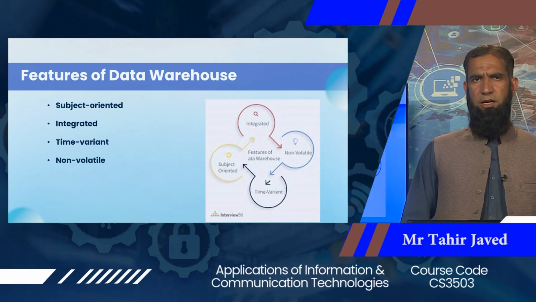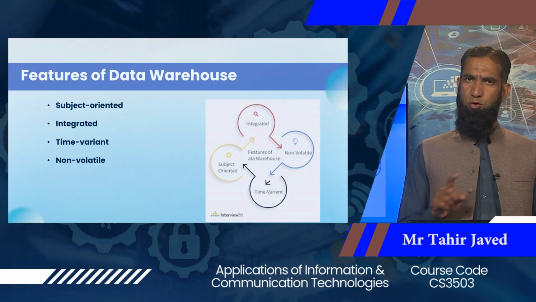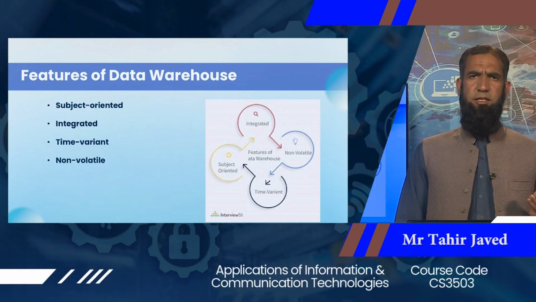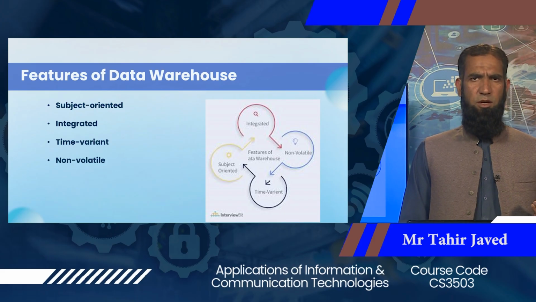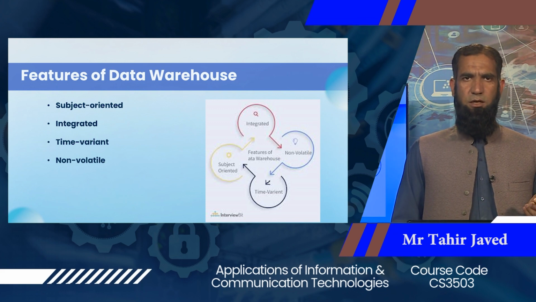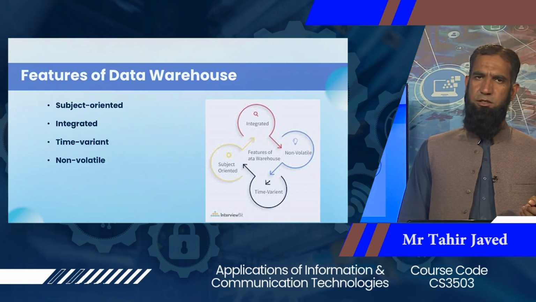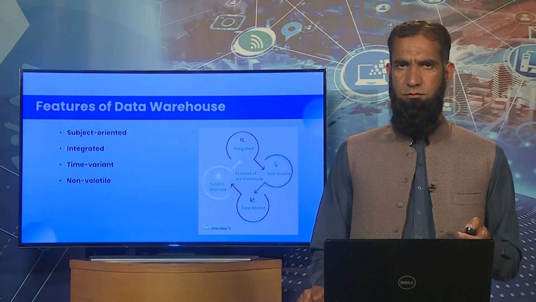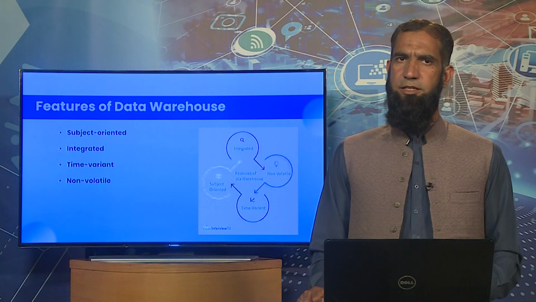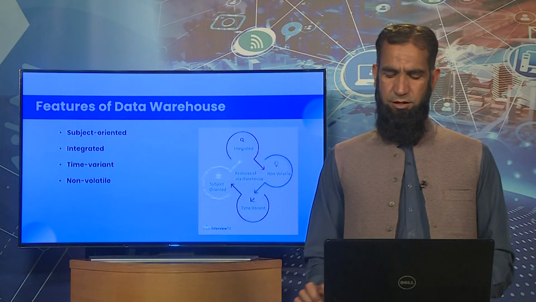Think about a supermarket chain like Walmart. It collects data from thousands of stores, including sales, inventory, customer preferences, and supplier details. All this data is sent to a central data warehouse where it is analyzed to identify top selling products, to predict demand trends, to optimize inventory levels, and to launch targeted promotions. This kind of deep analysis helps the business make smarter decisions and stay competitive. So a data warehouse is like the brain behind smart business strategies.